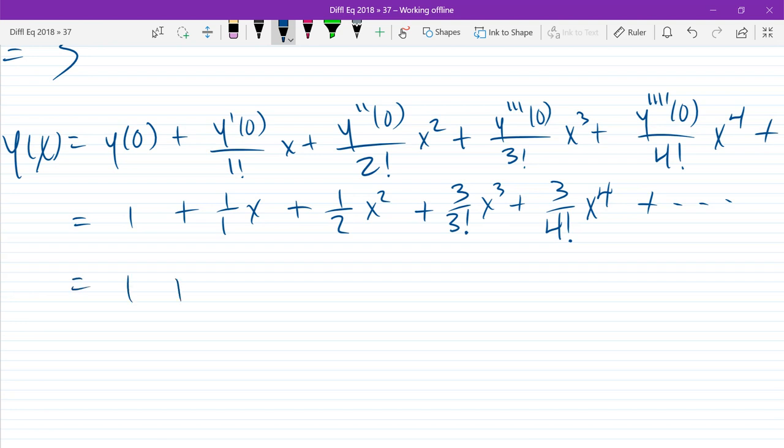So we get 1 plus x plus 1 half x squared plus that 3 knocks it down to a 1 half x cubed. So 4 factorial is, it would lose the 3, so it's going to be 4 times 2, which is 8. So that's 1/8 x to the 4th.